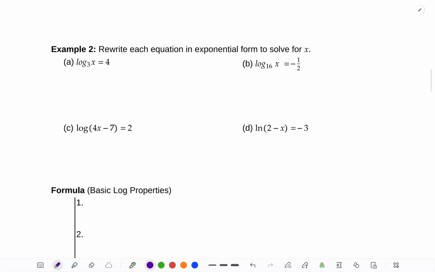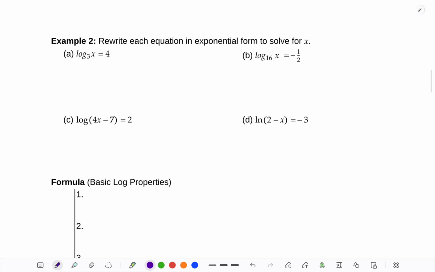Example 2, rewrite each equation in exponential form to solve for x. So, part A, log base 3 of x equals 4. To rewrite that, that would be 3 to the 4th power is equal to x, which means 81 equals x.